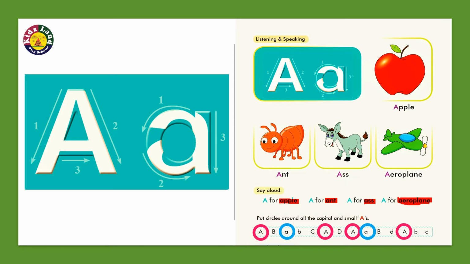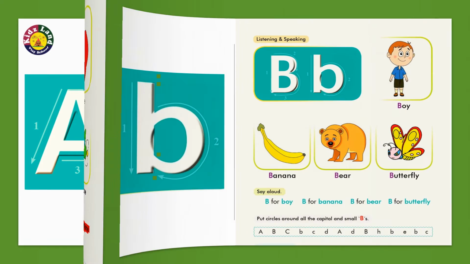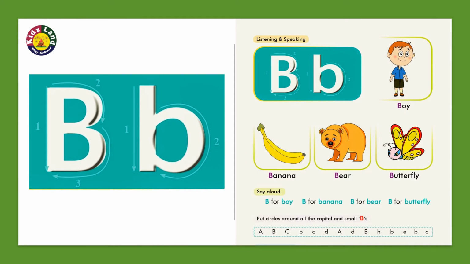Here we are talking letters along with their words. Okay, 4 letters, 4 words for the letter A, that is apple, ant, as and aeroplane. Nice. Let's go to the next alphabet. It is B.